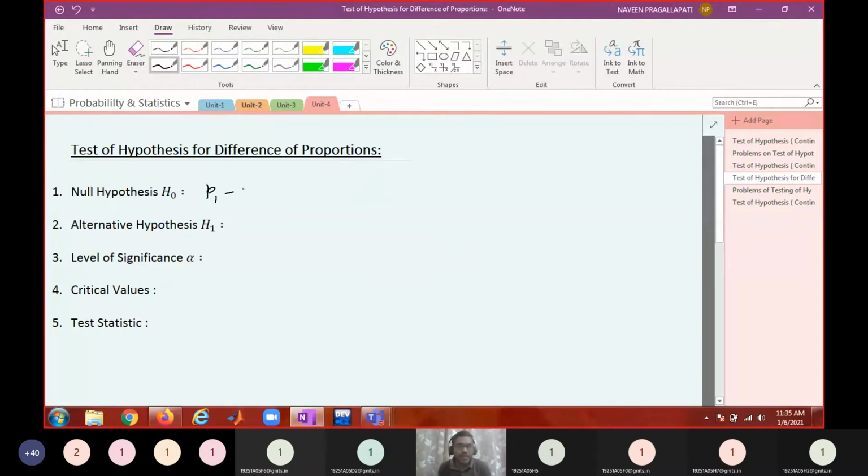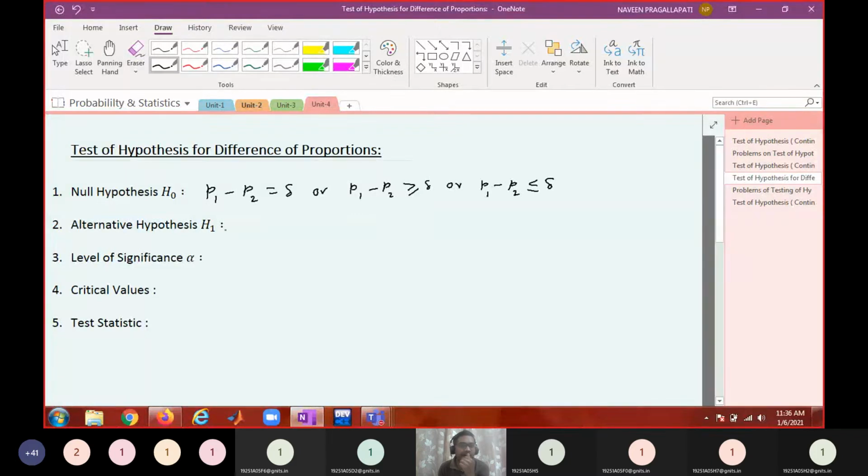So p1 minus p2 equal to delta. Or you may say p1 minus p2 greater than or equal to delta, or p1 minus p2 less than or equal to delta. And generally in books, you will see only the equality sign. You don't see this kind of inequalities in textbooks in the null hypothesis, but these are also allowed.